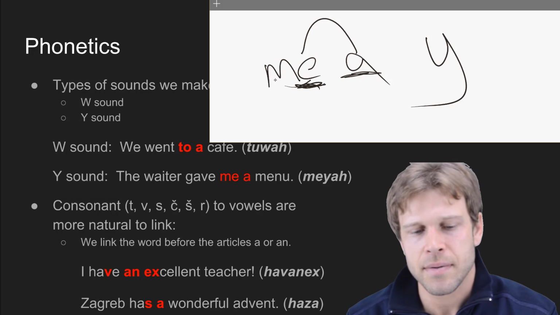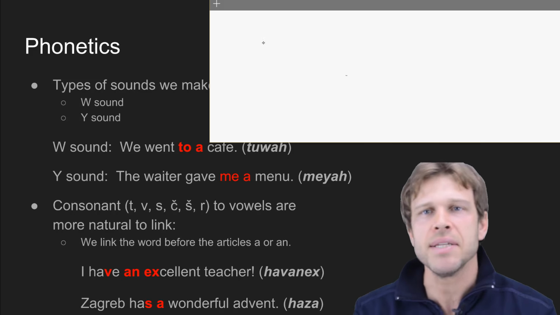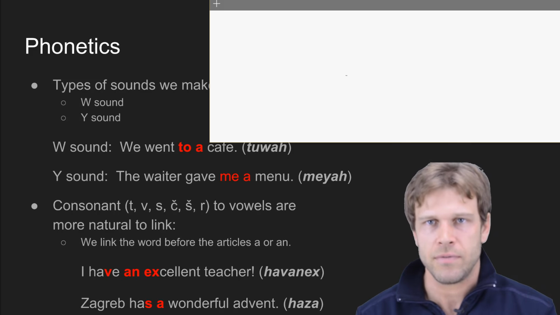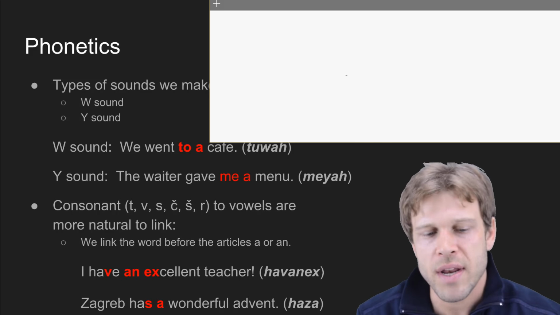The next connected speech topic we'll talk about is a consonant to a vowel, and these are easier, okay? These are more intuitive for you, we believe, okay? It's more natural, okay? For example, we've already written have before.